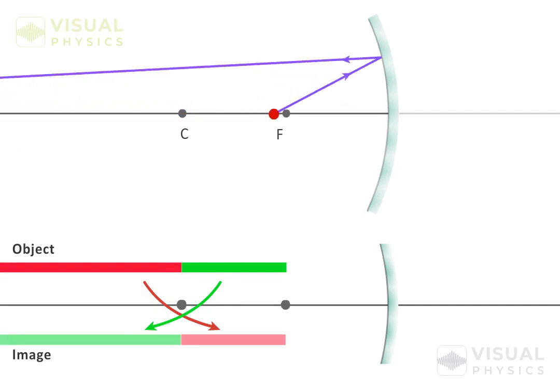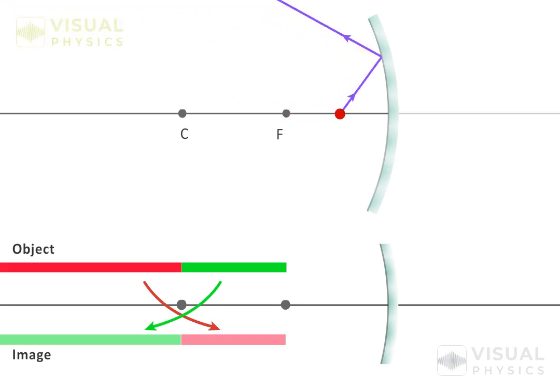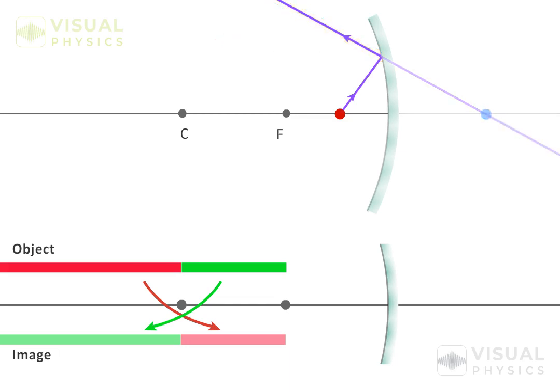Now, when the object is at focus, the reflected rays are parallel to principal axis. If the object moves closer to the pole, then the reflected rays become diverging in nature, so they cannot meet on this side of mirror. But to an observer, the reflected rays appear to be coming from this point. So this is the location of image, which is virtual in this case. As the object moves closer to the pole, image also moves closer to the pole.